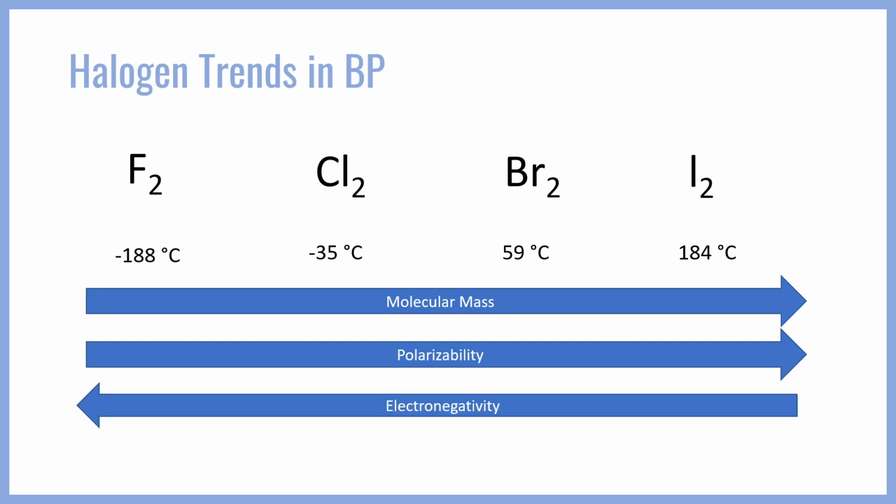On the other hand, fluorine is the most electronegative of these species, so it's going to be the most tightly held electron cloud, and as a result, the least polarizable, and therefore the lowest boiling point. So clearly the relationships we've laid out make sense. The trends are still obeyed for the halogens here.